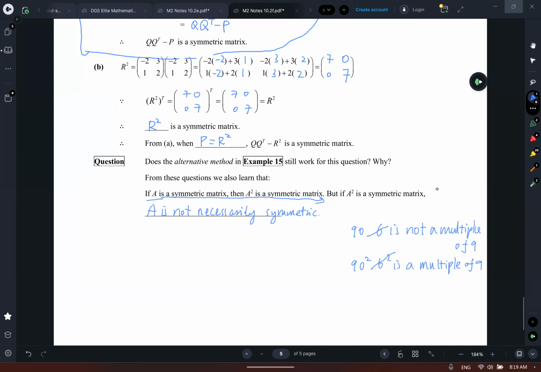Can we say that? i is imaginary, right? i is not real, but i squared is real. Something that's not symmetric, but after squaring can be symmetric. Something that's not real, but after squaring, it can be real. Just things like that.